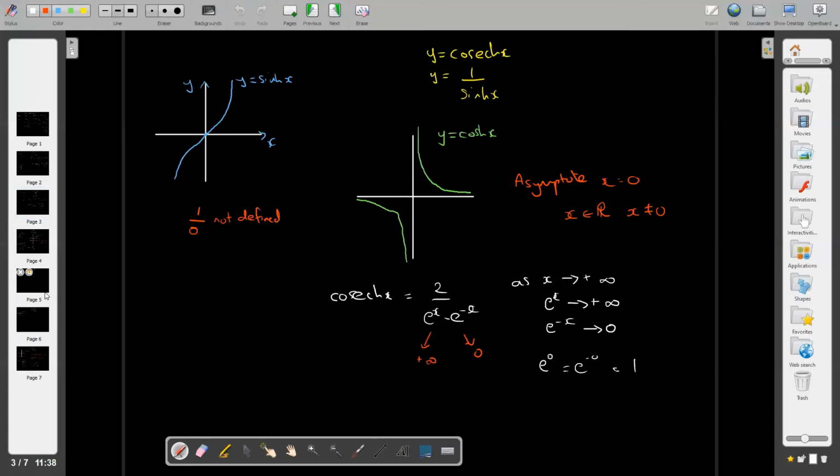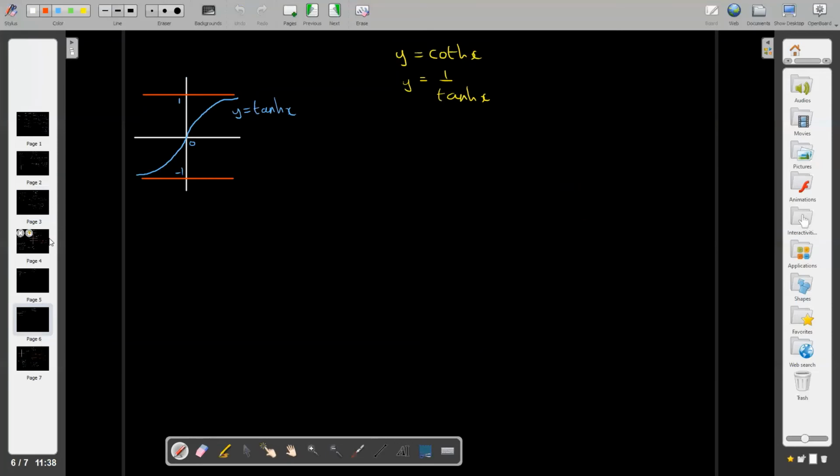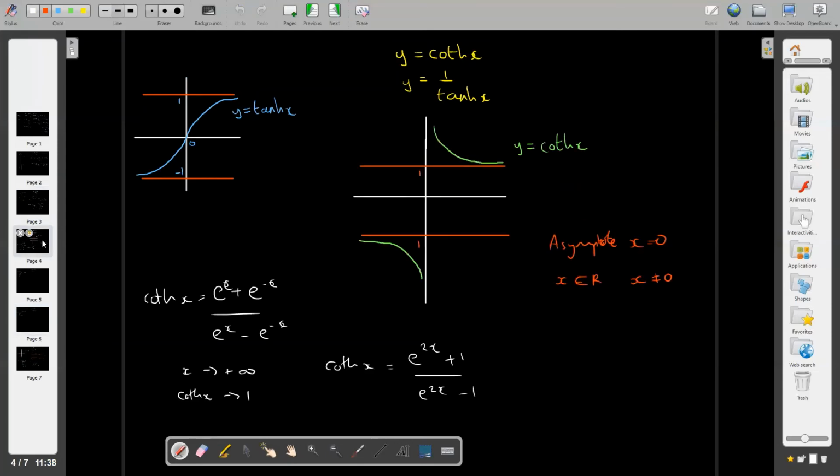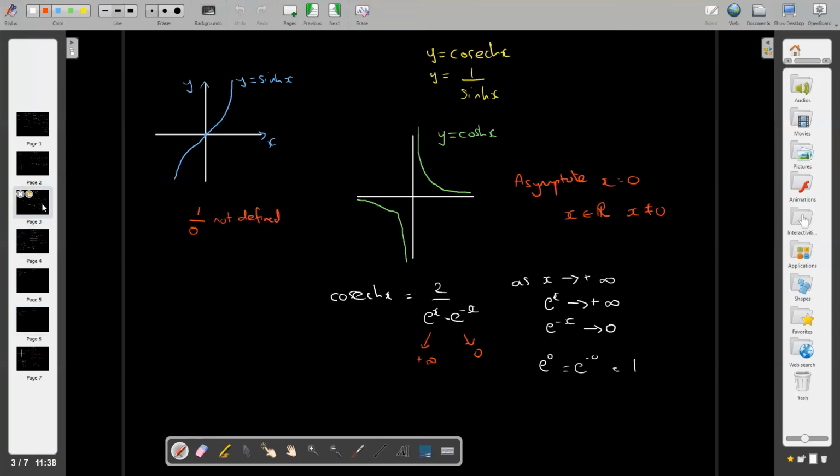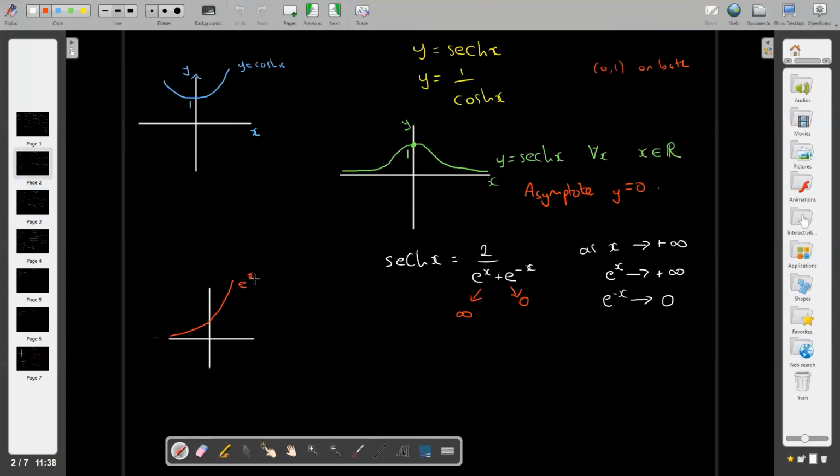Next one. We've done that one. Okay, this one here, sech. As x gets really large, then this goes close to 0. As x gets large negative, it goes to 0 the other way, going through 1. And we've just done tanh.